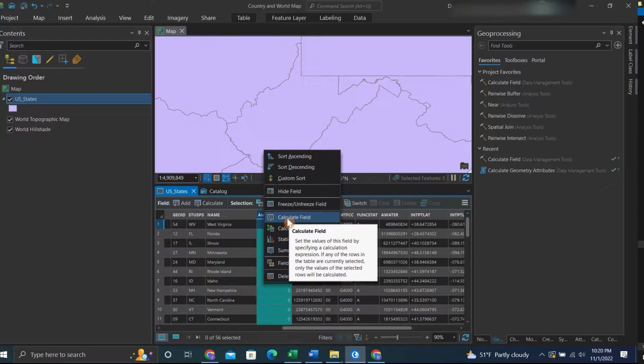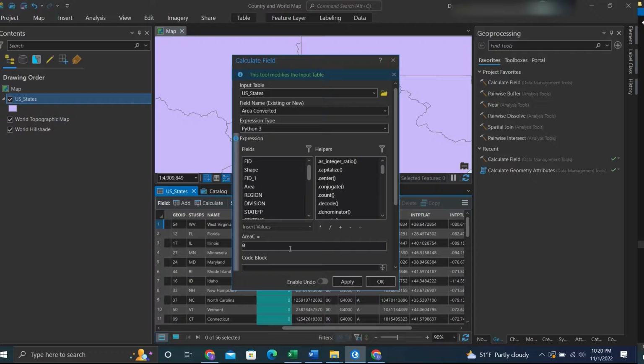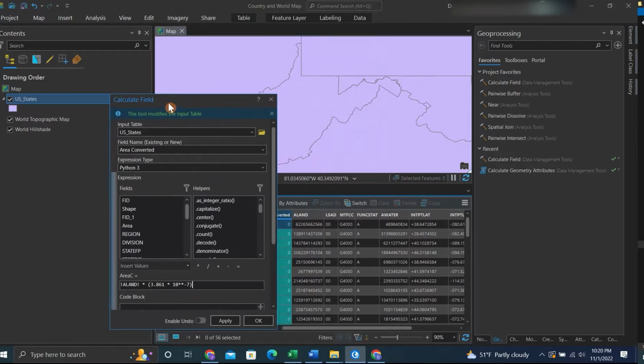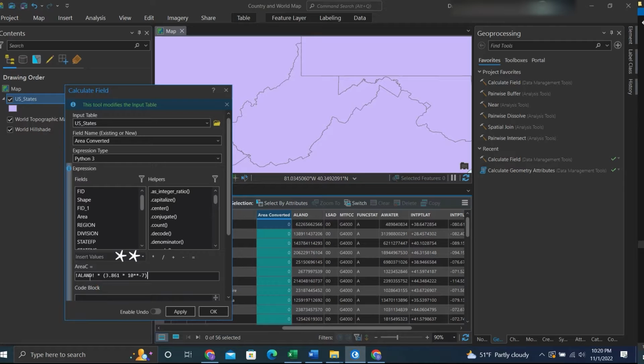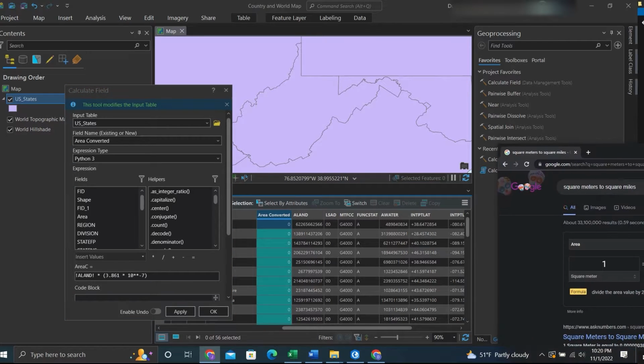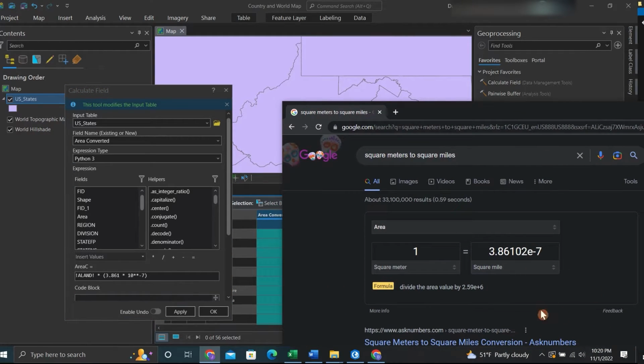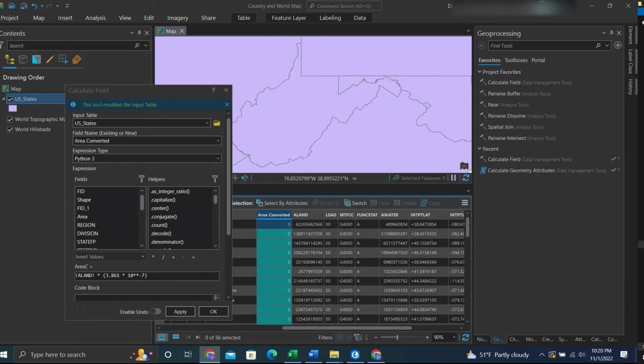So we'll right click on a field, hit calculate fields, and we'll enter this equation in. So notice this equation has 2 asterisks instead of 1 between the 10 and the -7. These 2 asterisks represent an exponent, and 1 asterisk represents just regular multiplication. So you can see that we're multiplying by 3.861 times 10 to the -7th power. Again, the 2 asterisks represent raising to this power, aka our exponent.